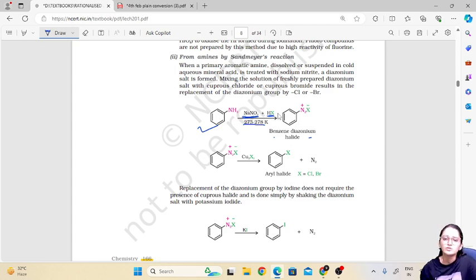So benzene diazonium chloride when treated with cuprous halide. So if I want chlorine here, then I will take cuprous chloride. If I want bromine, then I will take cuprous bromide. So you have to take it this way, and then that particular halogen will get attached to the benzene ring. So if I take chlorine here, then chlorine, and here also chlorine, so I get chlorobenzene.